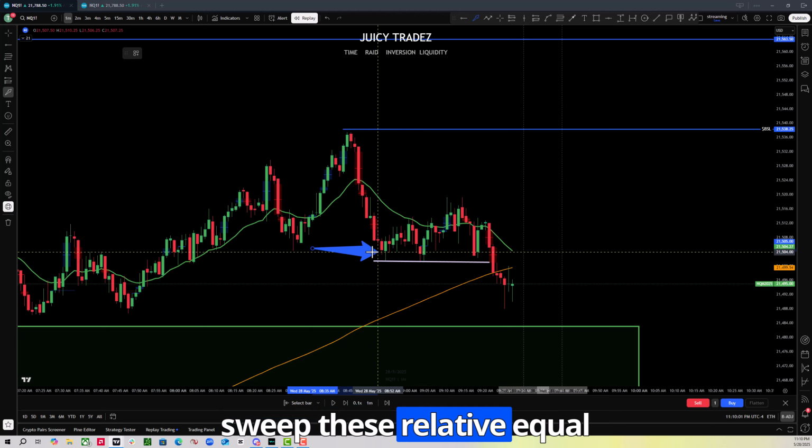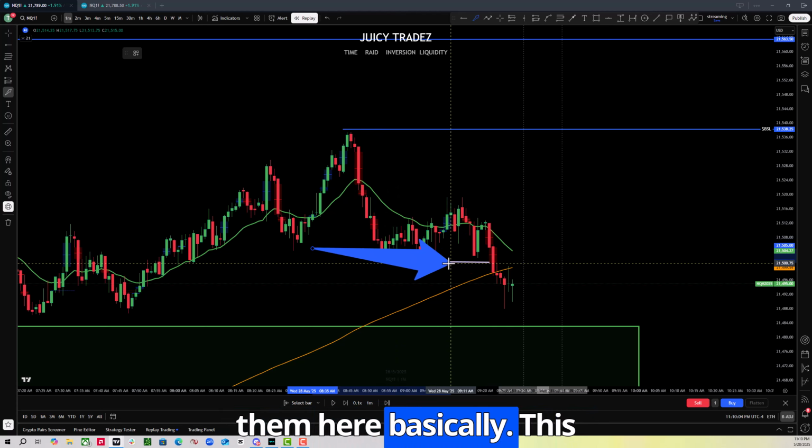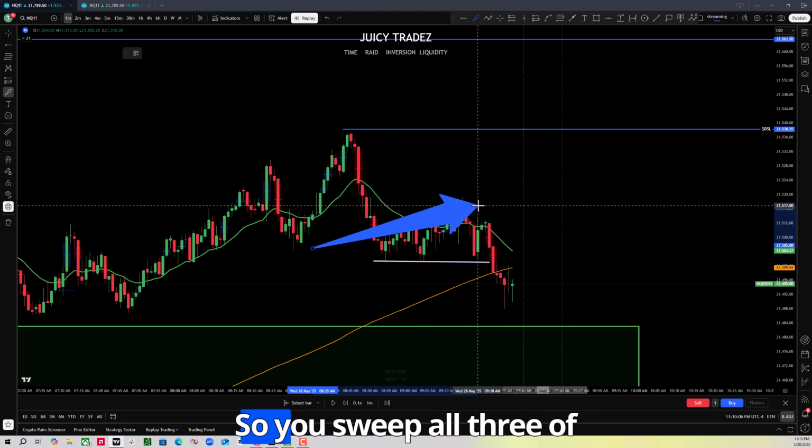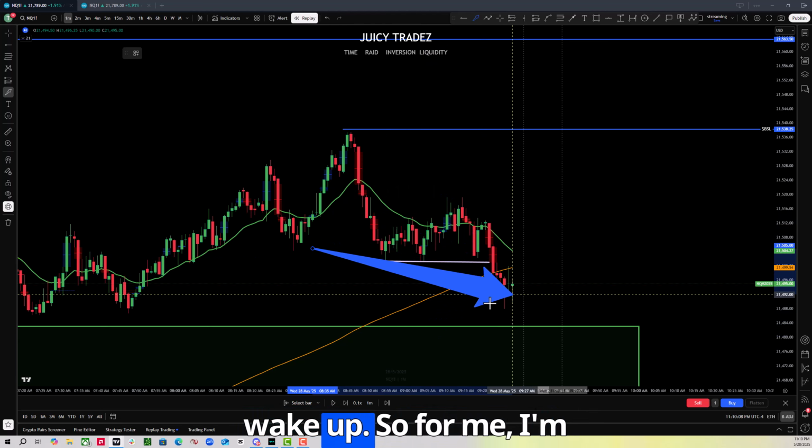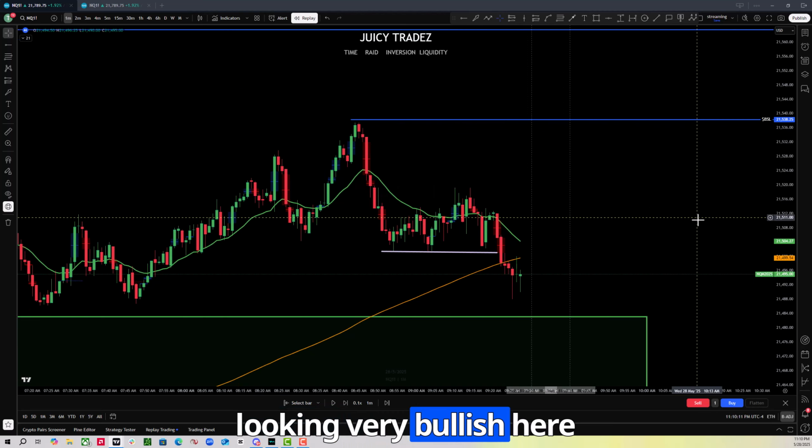then you sweep these relative equal lows. So there's 3 of them here, basically. This one, and that one. So you sweep all 3 of these lows and start to wick up. So for me, I'm looking very bullish here into the open.